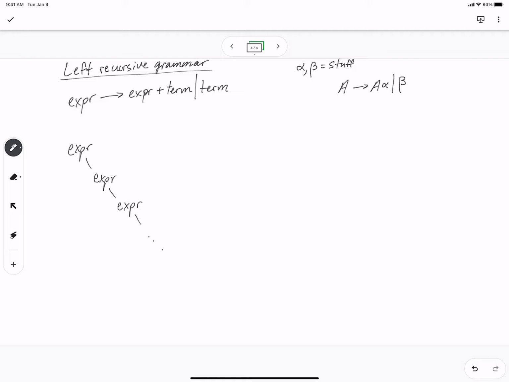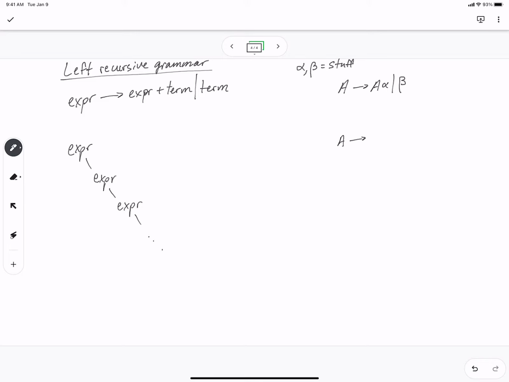So how can we fix that, or can we fix that? And the answer is yes. Let's look at this grammar here. Now, this is a general grammar, and it's using Greek symbols, alpha and beta. And the book uses these not to be non-terminals or terminals, but to be stuff. So alpha and beta means some set of terminals and non-terminals. Okay, so if we have a production rule that is A can take the form of A followed by some stuff, alpha, or beta, we can actually fix the left recursion there as follows.